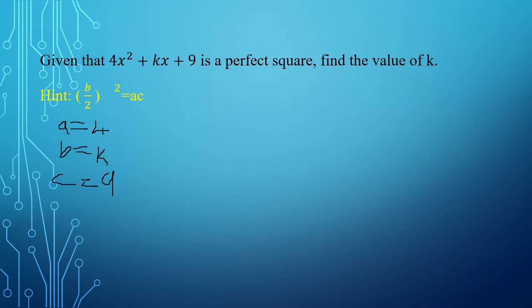Now, what is ac? ac is equal to 4 multiplied by 9. What do you get? 4 by 9, you get 36.